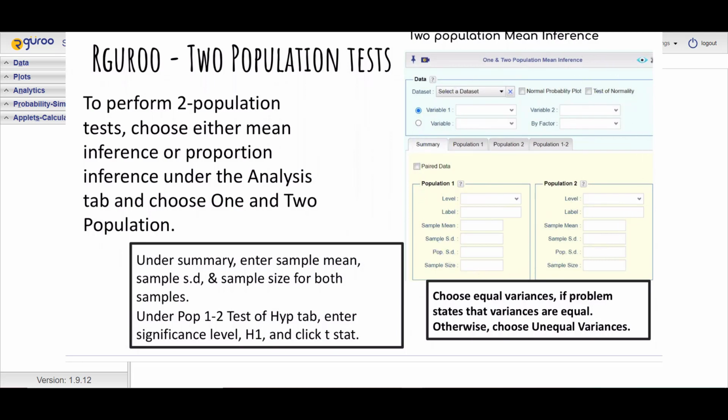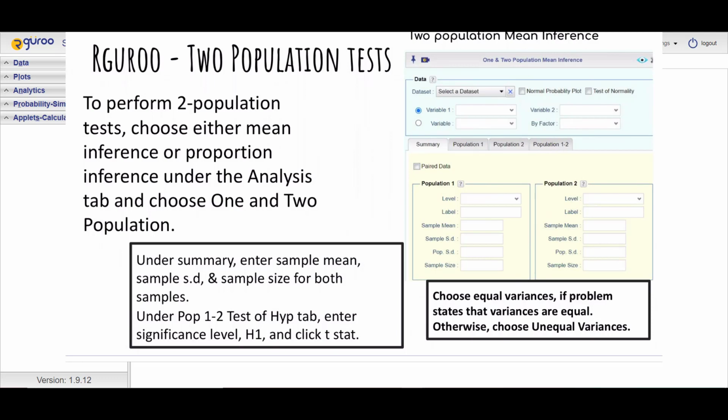So if you are doing this with a data set, you would click the here and choose the data set and choose the two variables that you're comparing. However, most likely you're going to need to put the data in here. And you notice we have 4 tabs here at the bottom half of this box. So you've got Summary, Population 1, Population 2, Population 1 to 2. We're going to focus on Summary and Population 1/2.